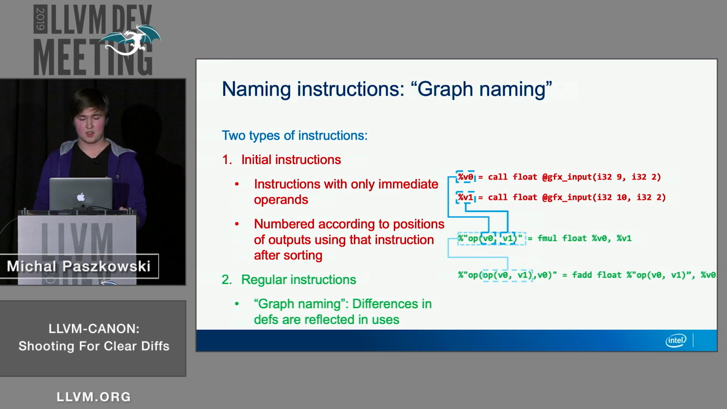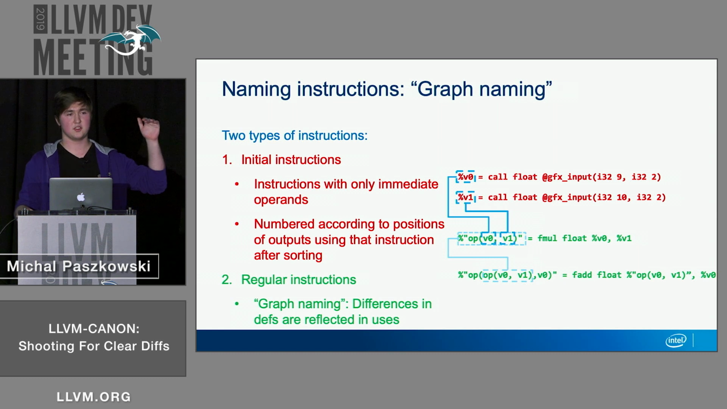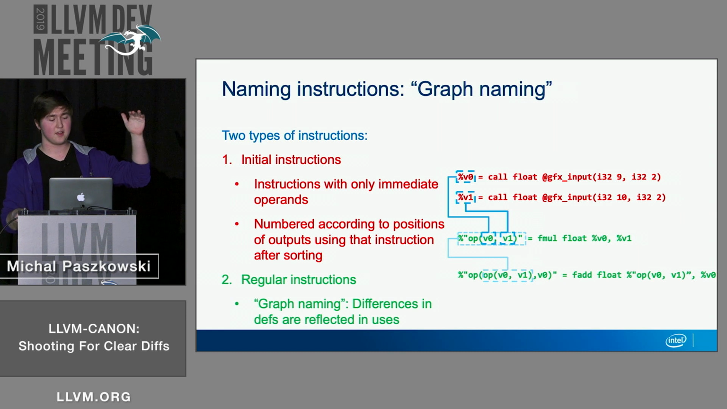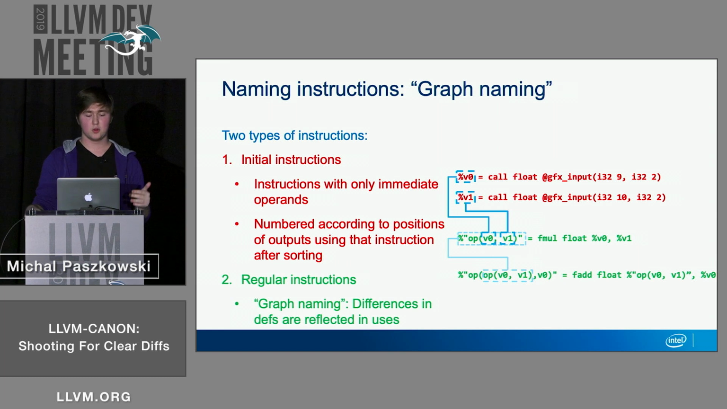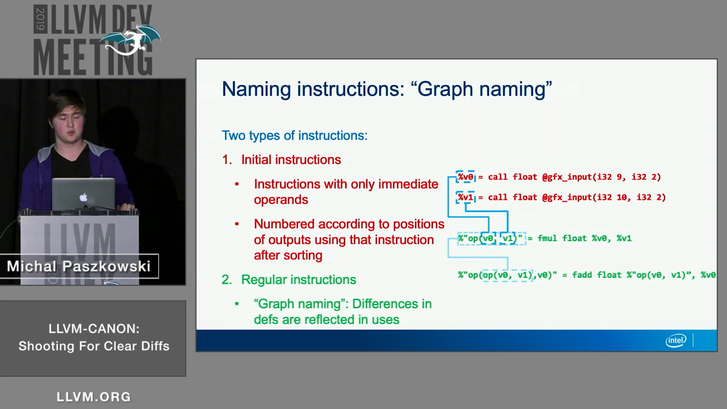And the second type that this naming method distinguishes are regular instructions. In case of regular instructions, which are the instructions in green you see, the idea was that we wanted the difference in the upper part of the file, so the difference in the diffs, to be reflected on the output instructions. So in case of regular instructions, we just put the names of the operands in the name of a given instruction.